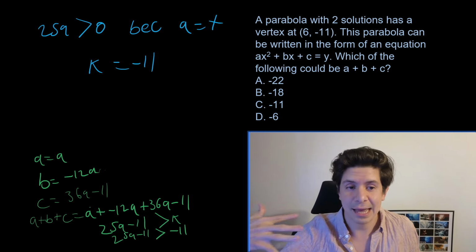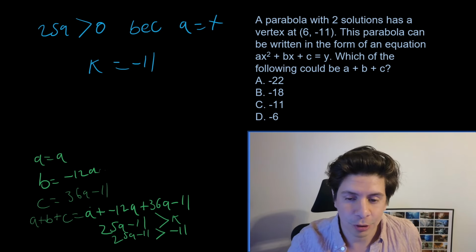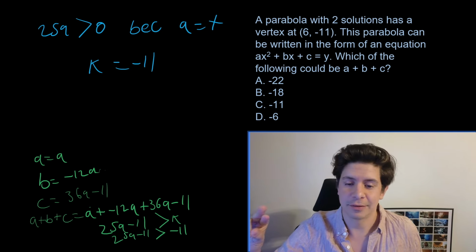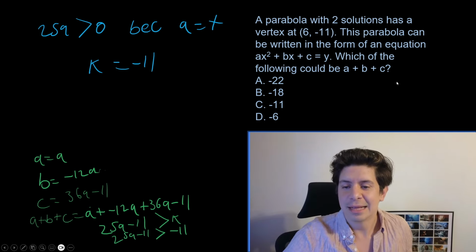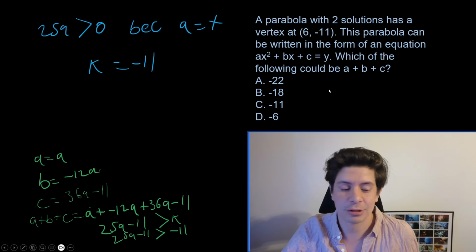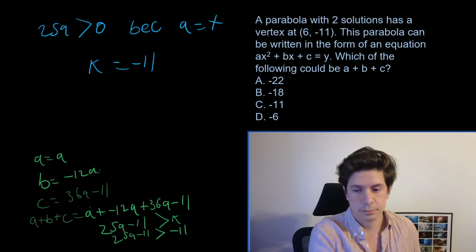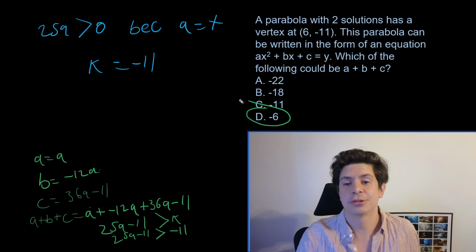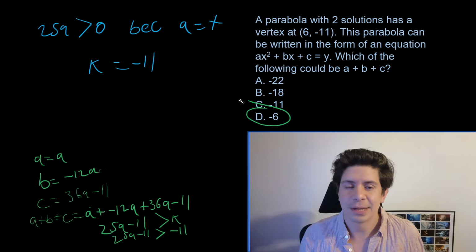Well, we just said a plus b plus c has to be greater than negative 11, and only D would work. So they wouldn't ask a question like this where we had two options greater than negative 11. They're going to ask it specifically where you only have one option that works. And that's why it says which of the following could be. Because we're not saying which of the following is, we're just saying which of the following could be. So that would be D. Okay, so this is an abstract question, very tricky, but I think anyone could get it once they do a couple practice problems.